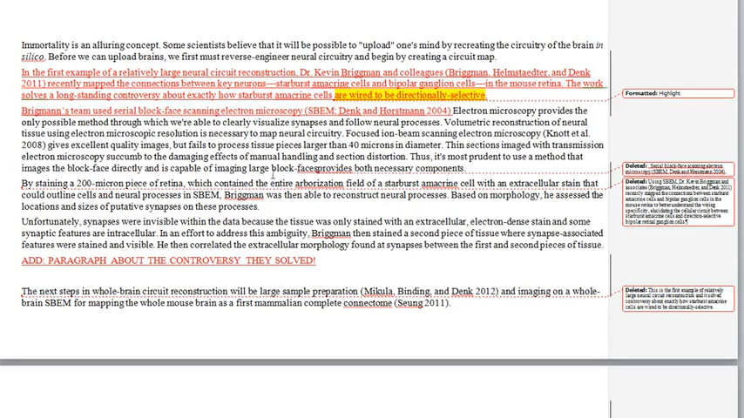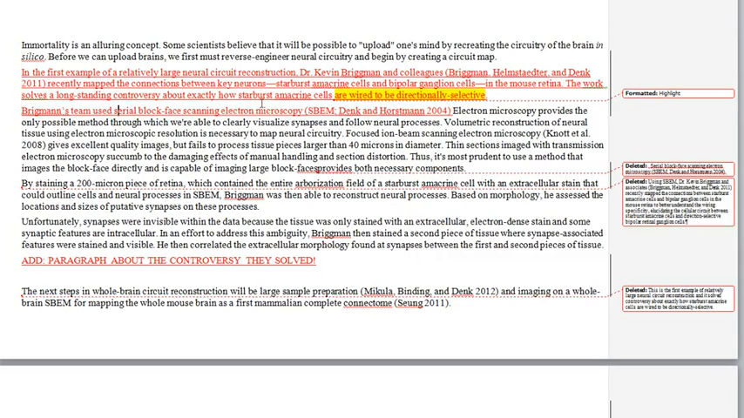And the author here did use an abbreviation, an acronym, SBEM. I'm going to let it go for this paper because it's the only acronym they used, and it is awfully long to write out: serial block face scanning electron microscopy. But as I've mentioned before, do watch acronyms to make sure you don't have too many.